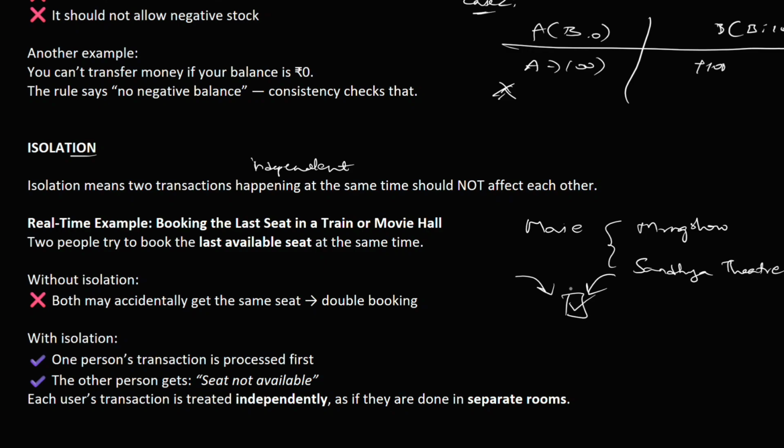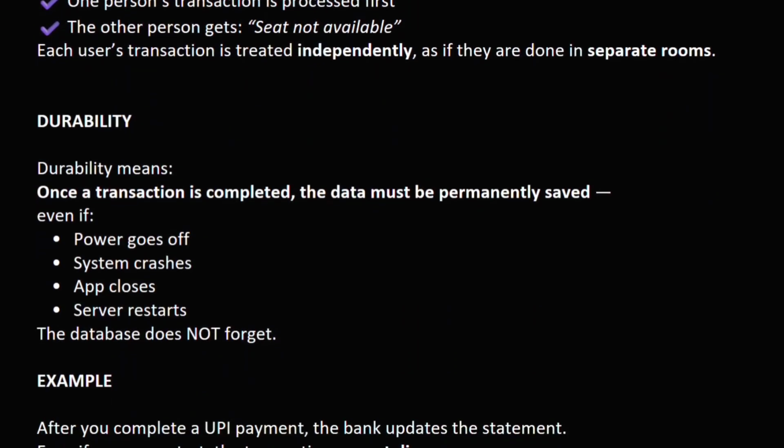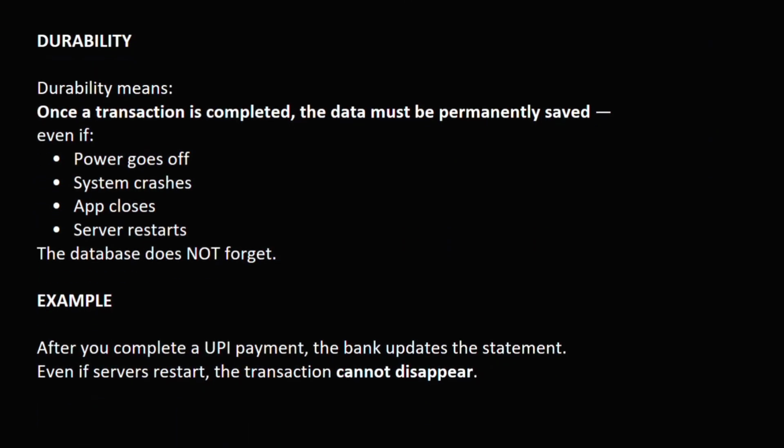If there is isolation, then one person will receive a message like your transaction is successful or your seat is booked. But for the other person, it will show that the seat is not available. So if one person is doing the transaction, it should not affect the other person at the same time. So this is isolation. And now, the last property is durability.